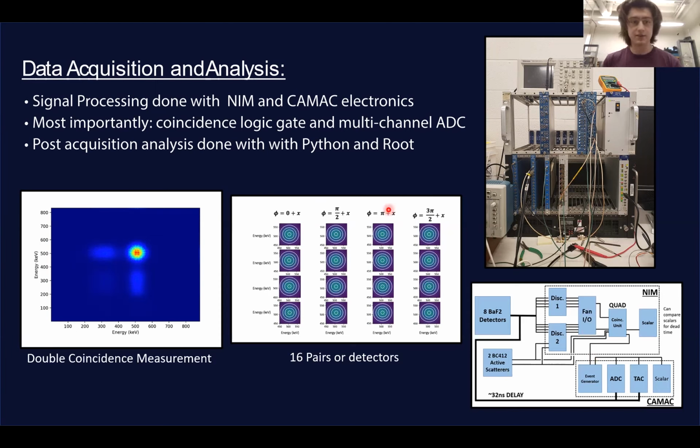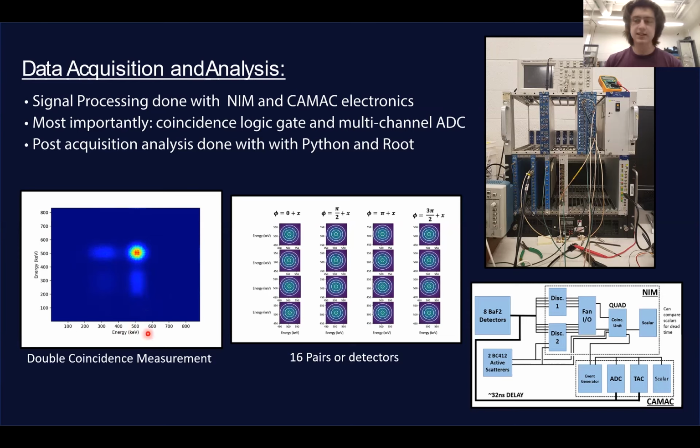The rest of our post-acquisition analysis we use mostly Python, but we're trying to develop the analysis in parallel in Python and in Root so that students have the option between which language they prefer, which language they'd like to learn. Down in the bottom left here is an example of a spectrum that we've taken. This is just with two barium fluorides. This is before we've integrated the active scatterers.